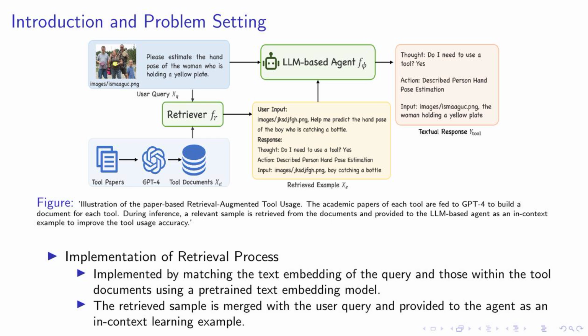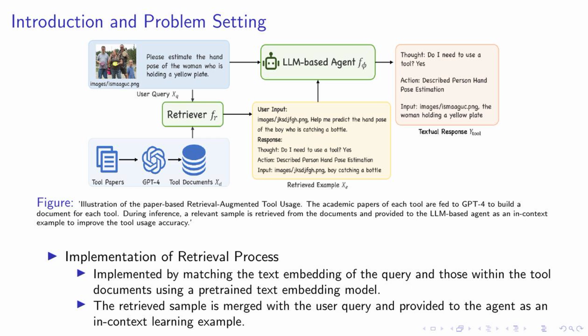Let's delve into the implementation of our retrieval process. This process is a key component of our paper-based retrieval-augmented tool usage. As you can see in the figure, academic papers related to each tool are fed into GPT-4. This creates a comprehensive document for each tool, which serves as a knowledge base during inference. Now, when a user query comes in, we retrieve a relevant sample from these documents.